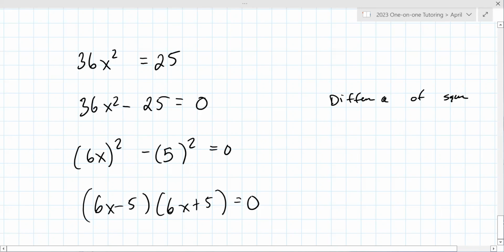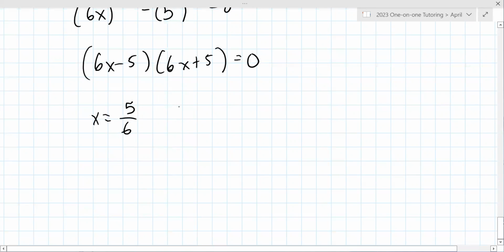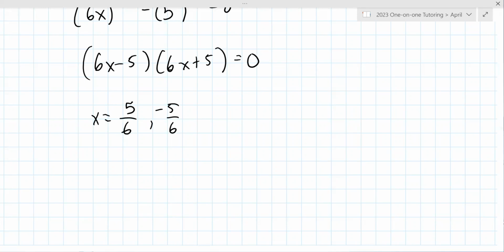So we're going through all the different types of factoring that you might see. Then what's 5 divided by 6? So it's just 5/6 and negative 5/6. There is another way to do it where you don't factor, you just use the square root property. But that's just a side note there. The next one is x squared equals negative 2x plus 8.